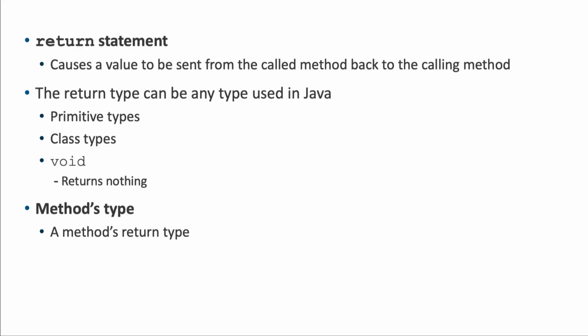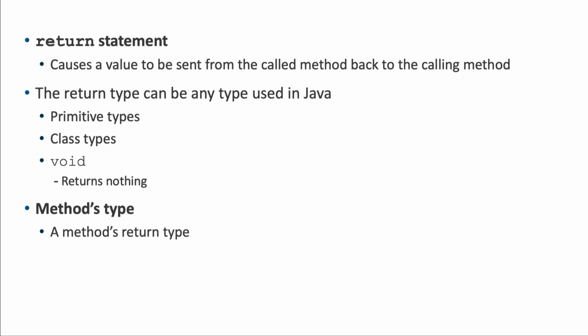And finally, I want us to take a look again at the return statement. Remember, the return statement causes a value to be sent from the called method back to the calling method. As you noticed in our example, we had result receiving whatever the return statement was sending back. The return type can be any type used in Java: primitive, class type, or void, which means there is no return for nothing. If you have a void method that has no return value, you really don't need to use the return statement anyway.